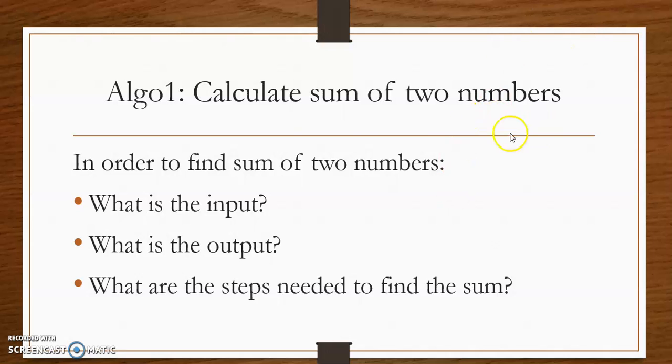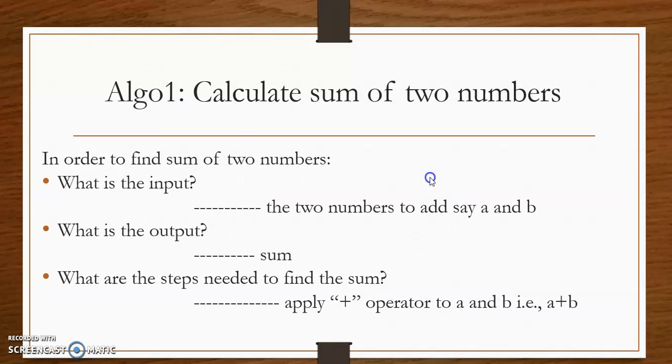Coming to the first example, let us calculate the sum of two numbers. What do we need here? What is the input? What is the output? And what are the steps that are needed to find the sum? The input is the two numbers, say A and B, and the output will be the sum of these two numbers. The step required is to apply the plus operation to A and B, that is A plus B needs to be calculated.